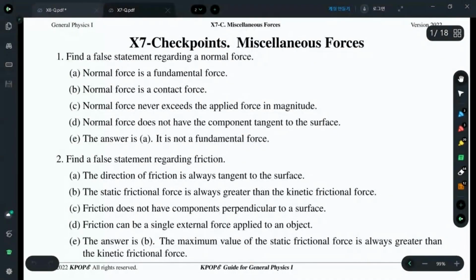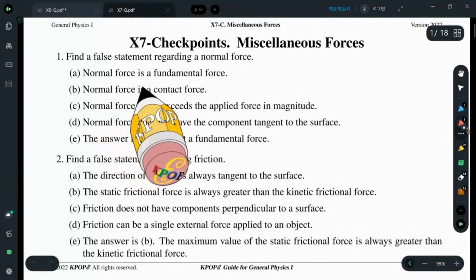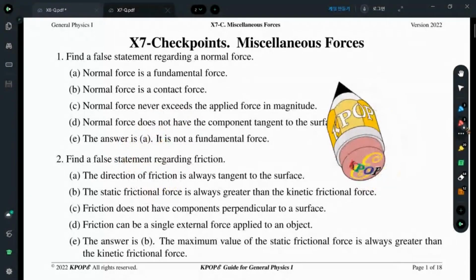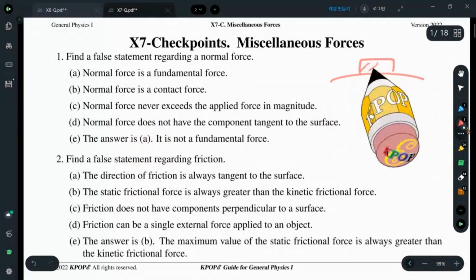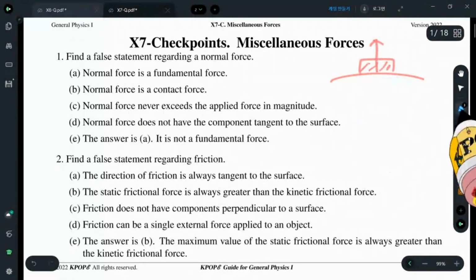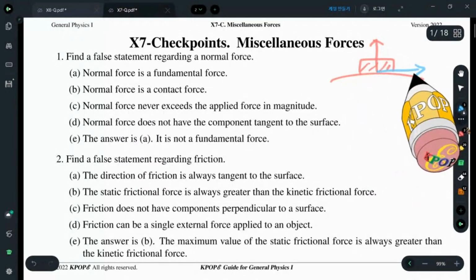AX7, miscellaneous forces. There are various forces. In practice, the friction is a very important force. To consider friction, we always have to understand what the normal force is. A normal force on an object is normal to the surface, and it does not carry any tangent component.